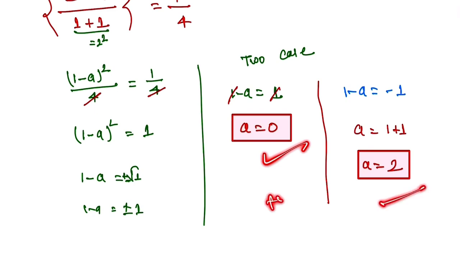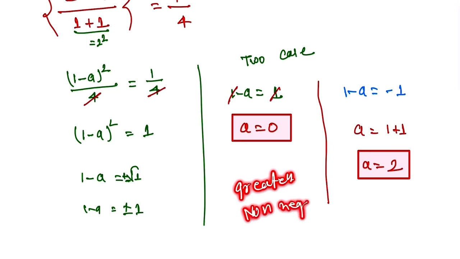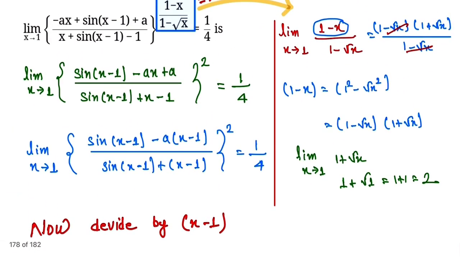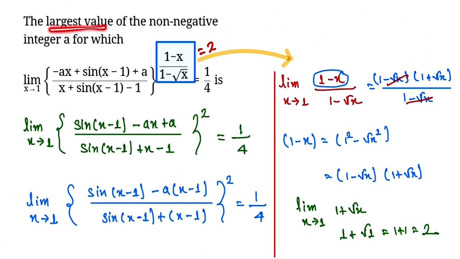We have to find the greatest value, a non-negative integer. So 0 is not possible, so the answer is 2. The largest value of the non-negative integer a is equal to 2. This is our answer.